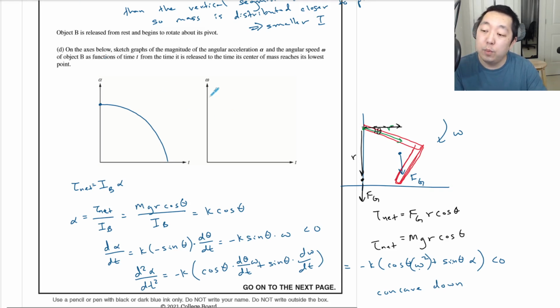And then for omega, the slopes of omega give you the alpha, right? So that means this has to have a very big slope and then go to 0 slope. So it's going to start at 0, end there, and kind of go like this. Okay.